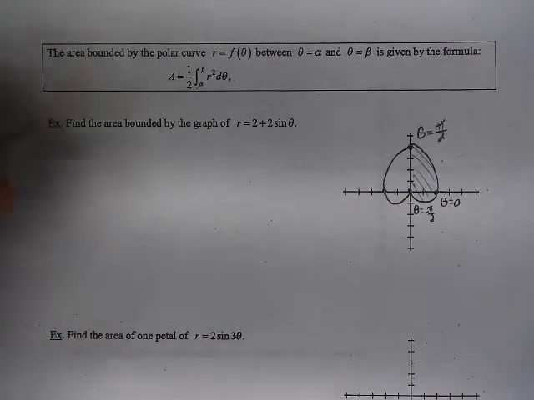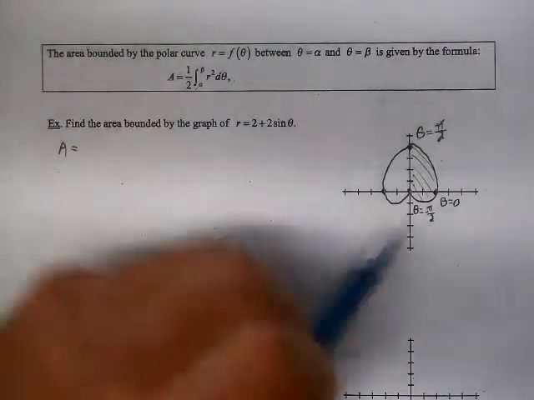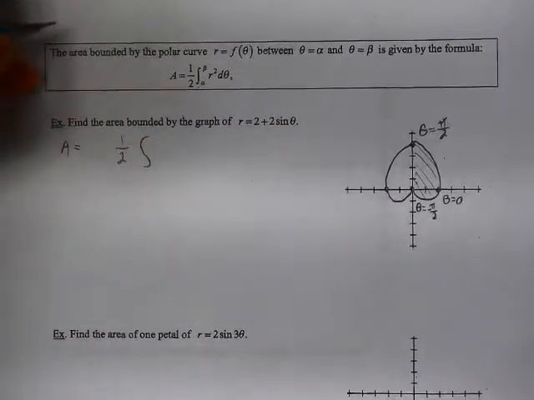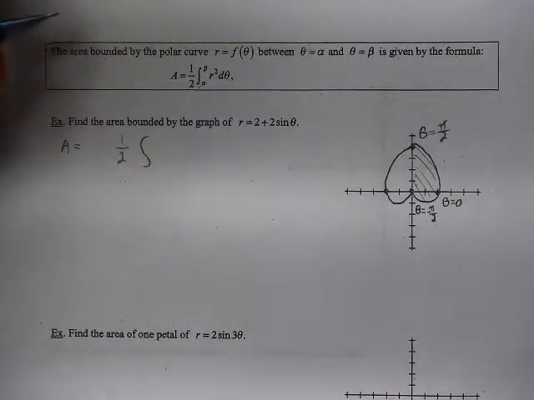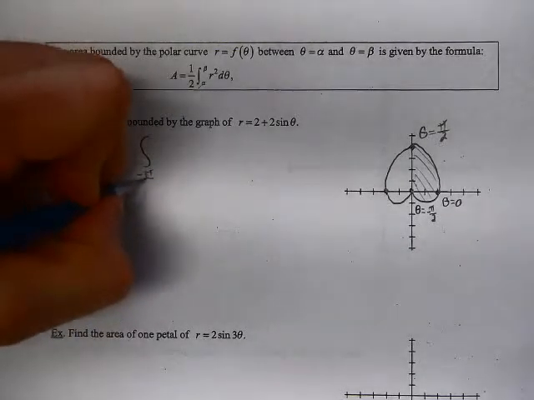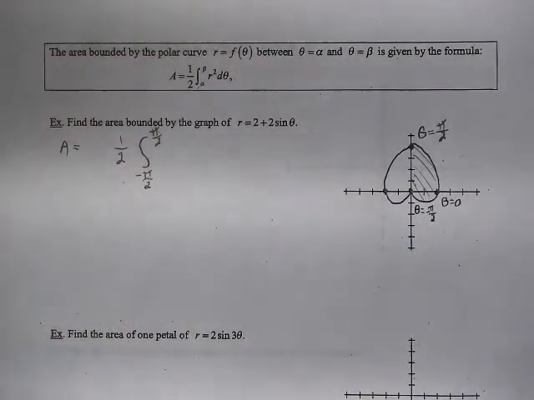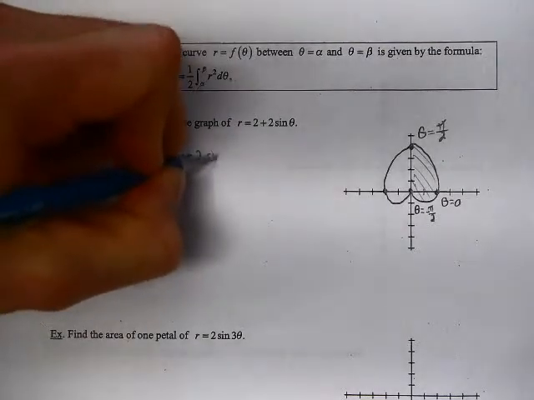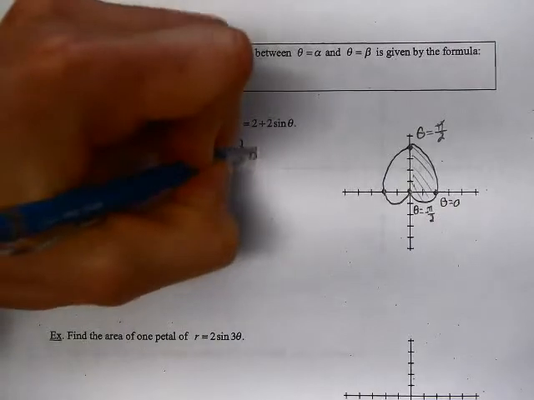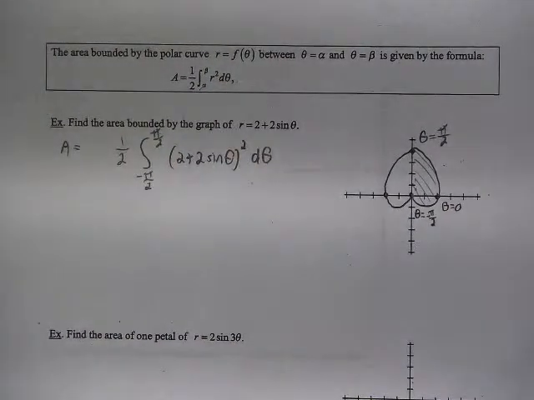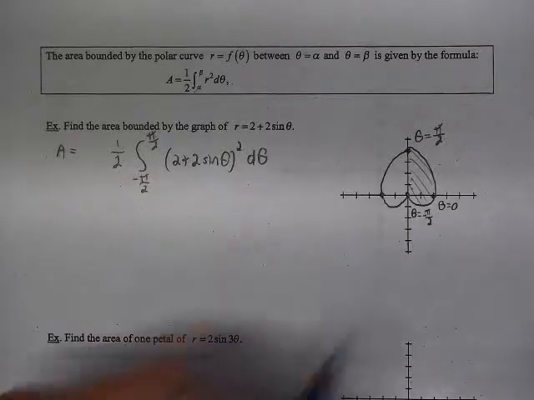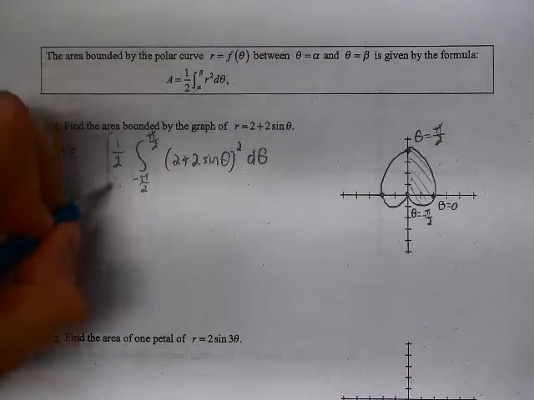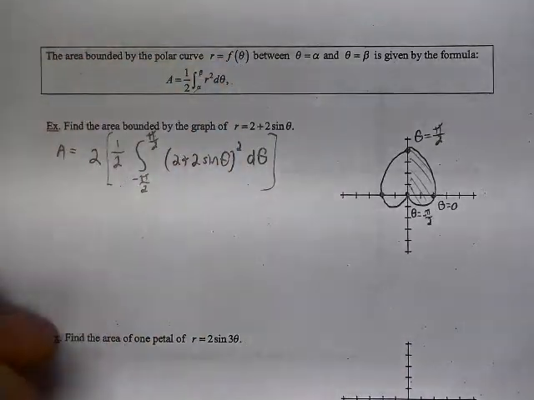So the shaded area here is equal to 1/2 times the integral from negative pi over 2 to pi over 2 of r squared d theta. So that is 2 plus 2 sine theta squared d theta. That's going to give us this shaded region. So for the entire area bounded by this graph, I need to double that.